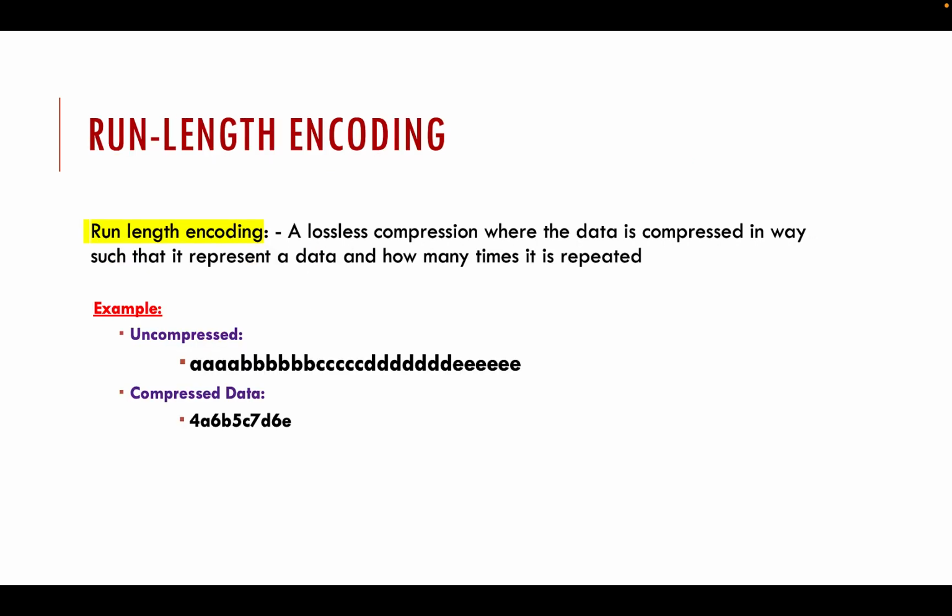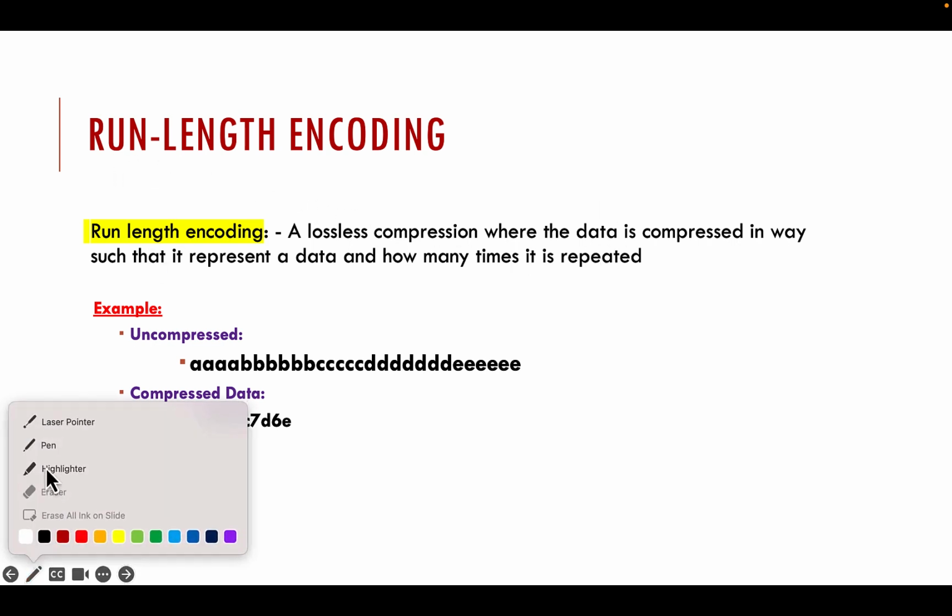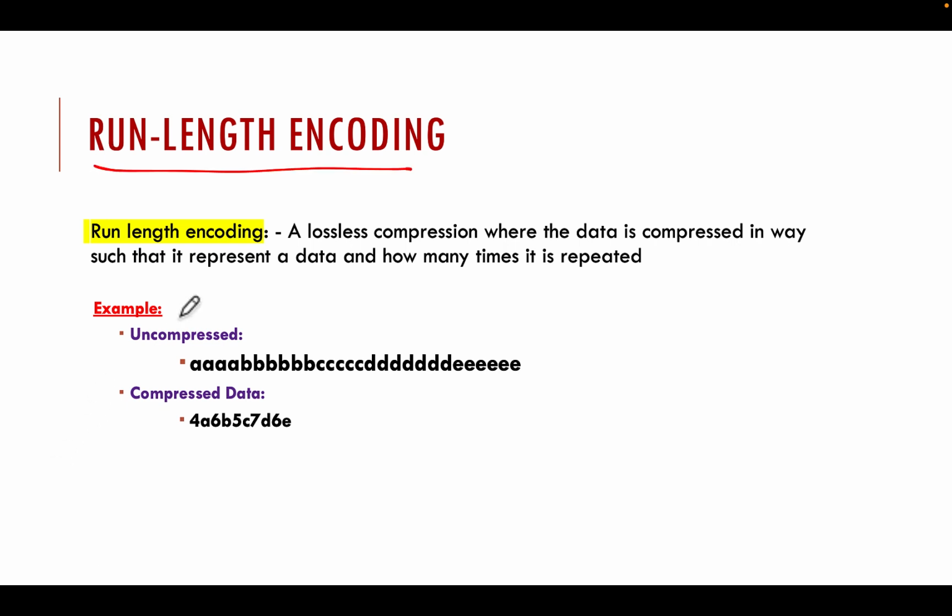Now we will get into the types of encoding. Our first type is the run length encoding. Run length encoding is a lossless compression, where data is compressed in a way such that it represents the data and how many times it is repeated. Well, let me explain what that means.